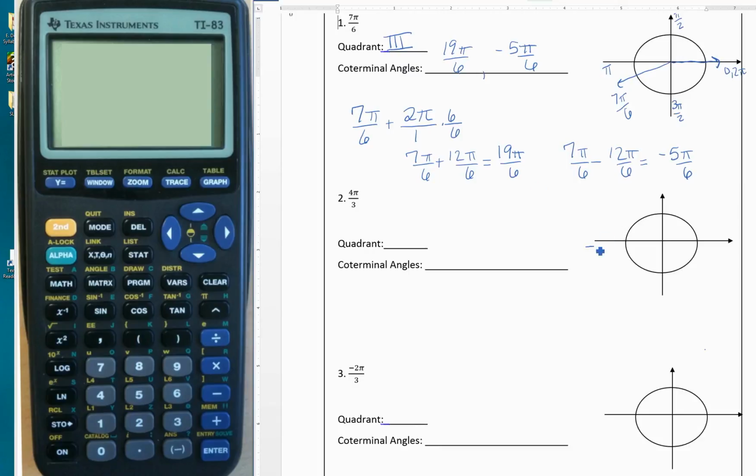So here, what is normally 180 degrees, or pi, would be 3 pi over 3. So we need to go past that. Okay, so again, it's in quadrant 3. To get our coterminal angles, we're going to take 4 pi over 3 plus 2 pi, which is over 1. So here we're going to have to multiply by 3 over 3. So we're going to have 4 pi over 3 plus 6 pi over 3. So one of our coterminal angles is 10 pi over 3.